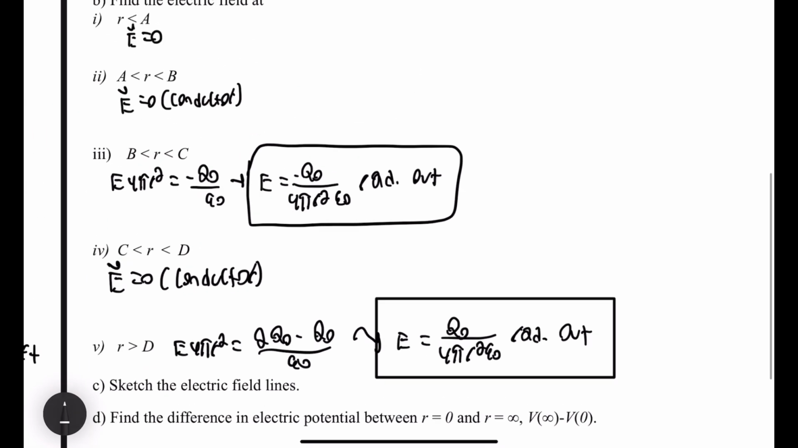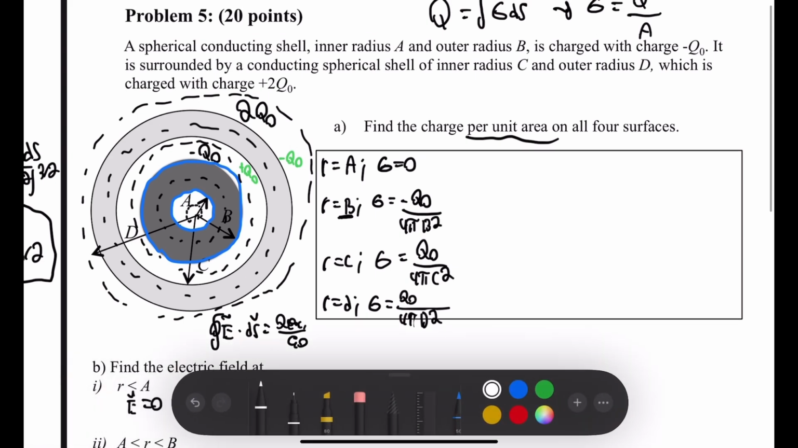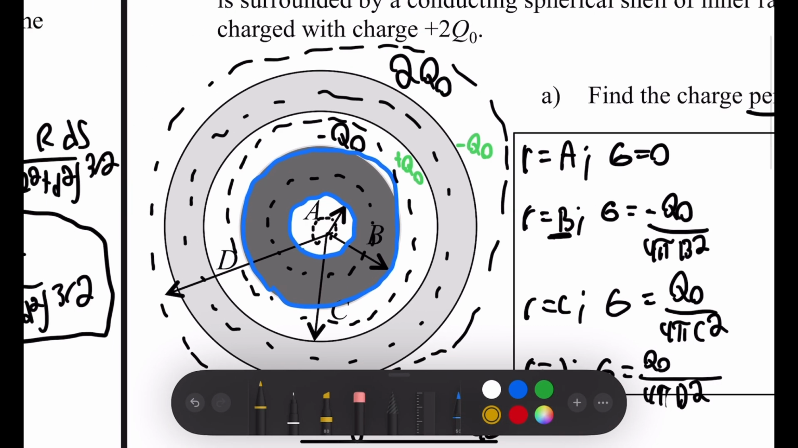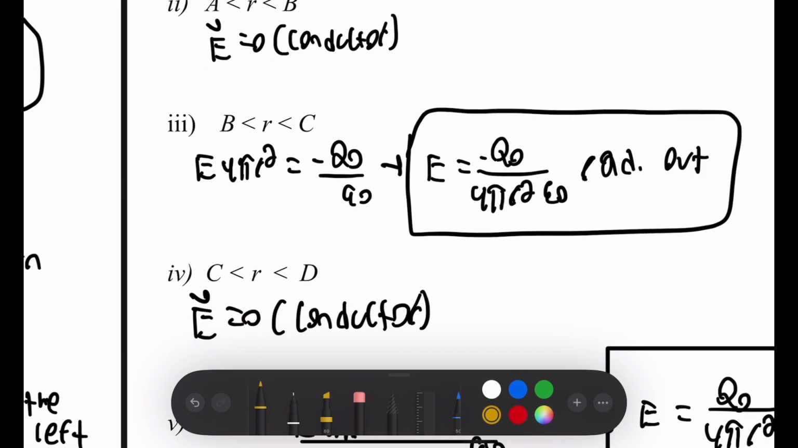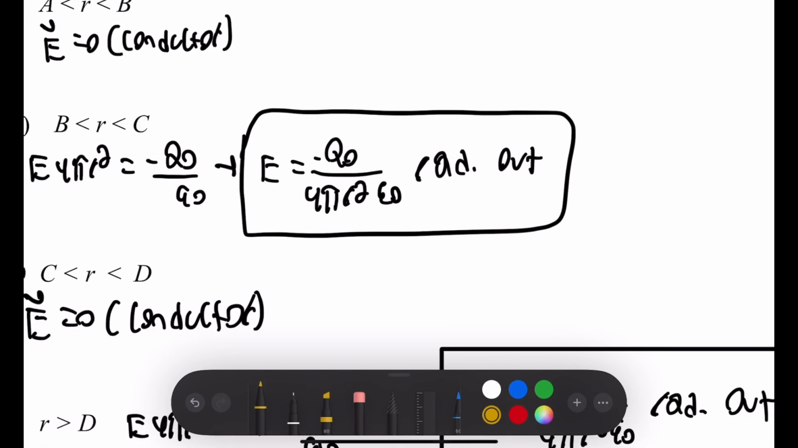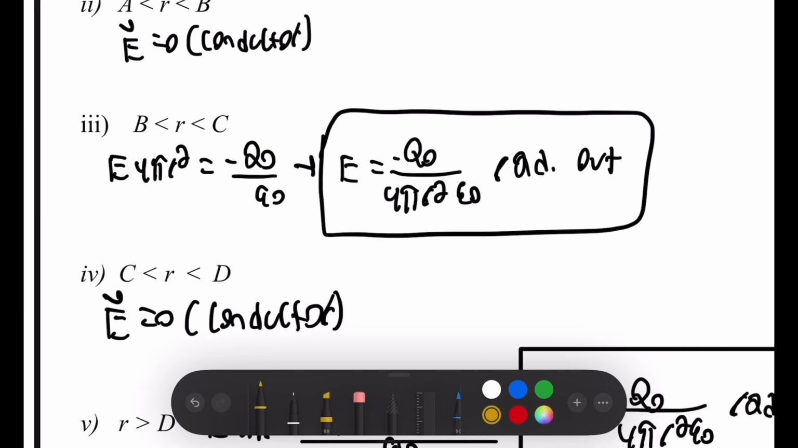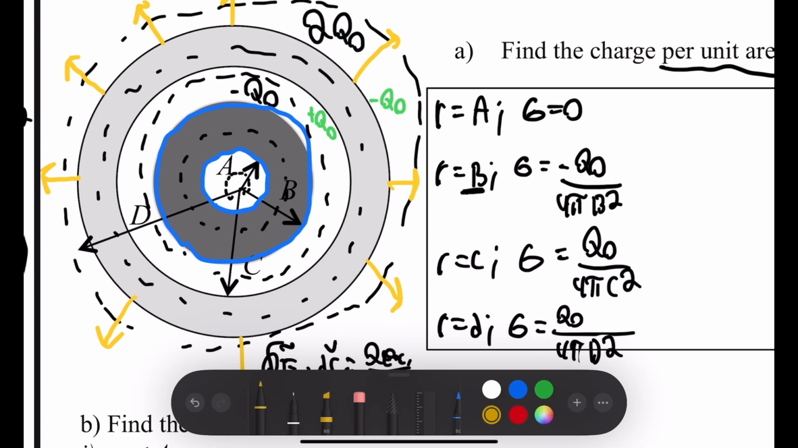Now part c is asking me to sketch the electric field lines. If I start with the outside one, it's positive and radially out. So then my electric field lines are going to look like this. They should be perpendicular, nice and straight. Draw a good amount as well, just to be safe. And then for the other region, I have radially out, but it's negative radially out, so that flips the direction. Negative radially out is going to be the same as positive radially in.